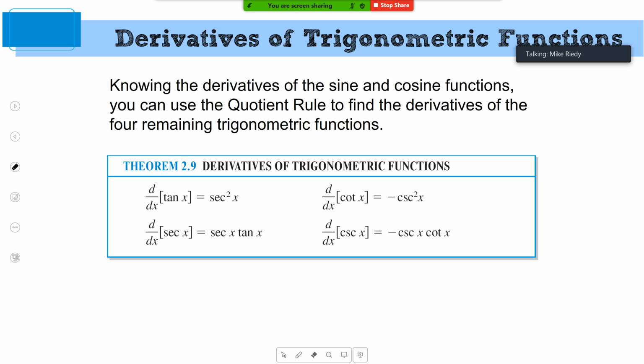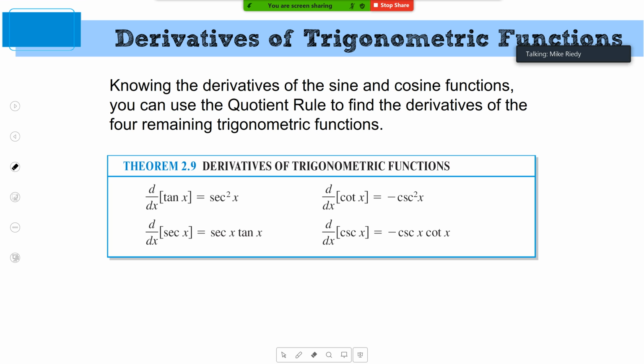Okay, so that's all 6 trig functions. Now you can find the derivative of each of those trig functions. Notice, sine, secant, and tangent are all positive. The cofunctions, cosine, cosecant, cotangent, are all negative. That might help you remember where the minus signs go.